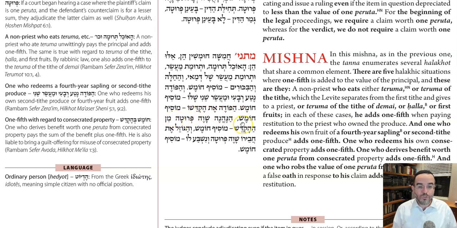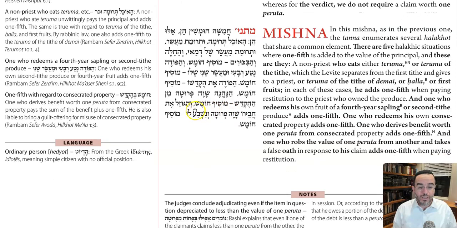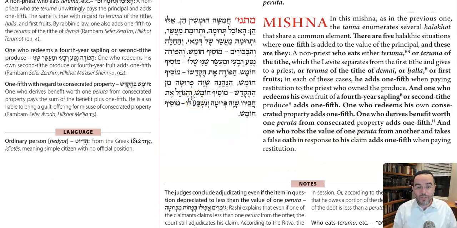Hapodeh et hekdesh mosif chomesh. If someone makes something hekdesh and then redeems it, transfers the holiness from that original item to something else, he has to add a fifth, as we've been talking about. Hanehneh shaveh piruta min hekdesh mosif chomesh. If someone makes personal use of something that is hekdesh, me'ilah, he has to add a fifth to the value that he pays back. Va'gozet chavero shel piruta mishpa'lo mosif chomesh.